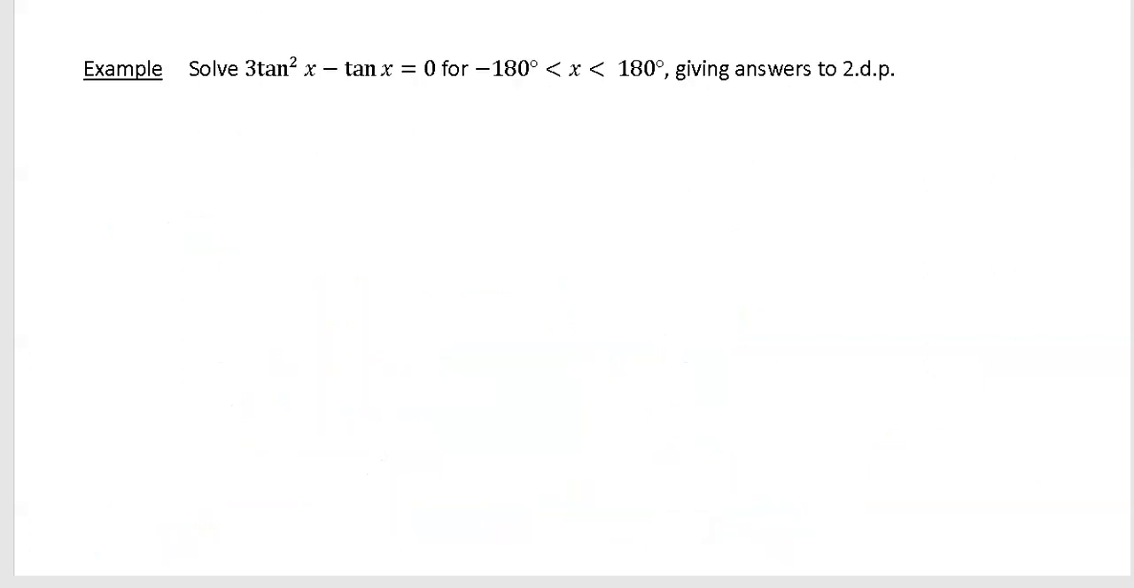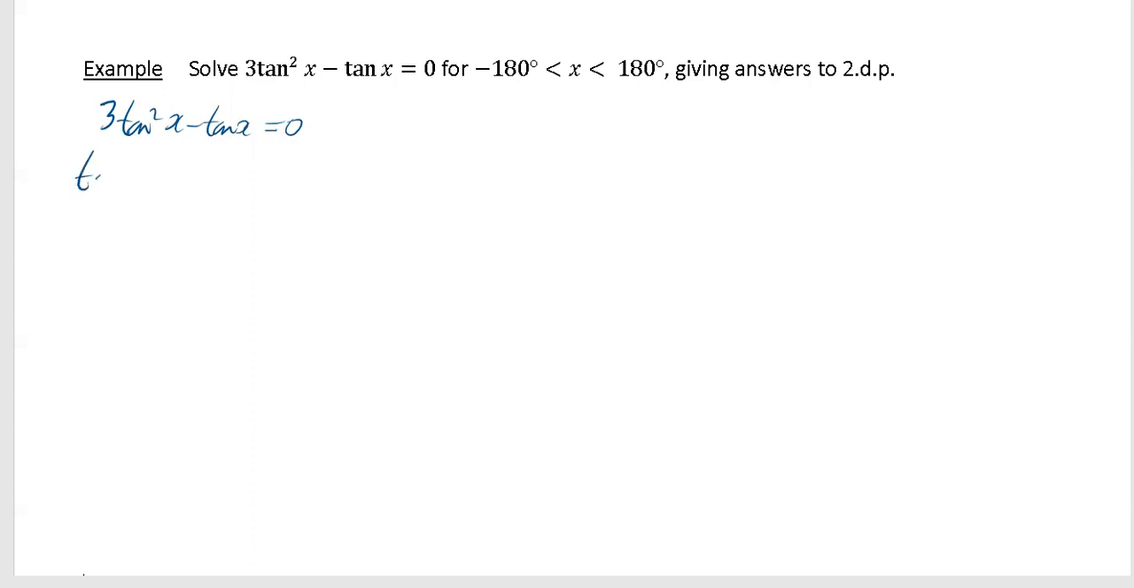Okay, our last example of this type, which is a bit easier actually, is solve 3 tan squared x minus tan x equals 0. So I'm just going to write that out again. That's 3 tan squared x minus tan x equals 0. I'm going to show you that you don't have to do it the way I did in the previous one. So I don't have to say y is equal to tan x in this case.